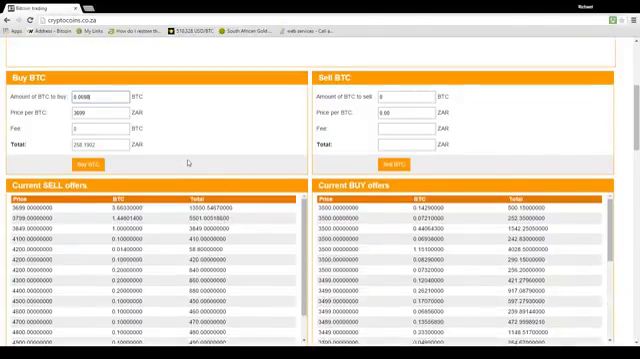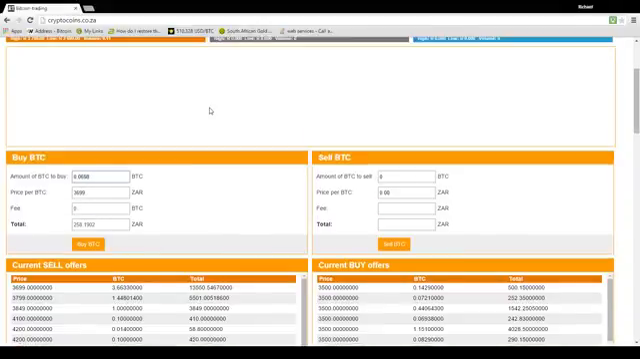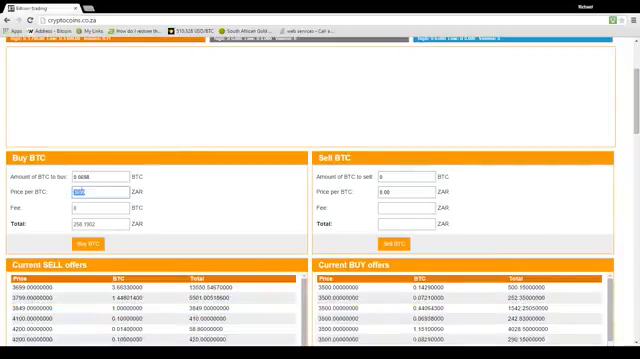So what we can do is, if we were to buy that, we would then immediately get that Bitcoin. But just to show you another point, if we wanted to buy them cheaper than that, so we decided we're going to pay 3,599 Rand. Now remember, there are no Bitcoins for sale at that price. But we want to buy at that price because it's cheaper. I'm going to put in this offer. Now look at my balance.